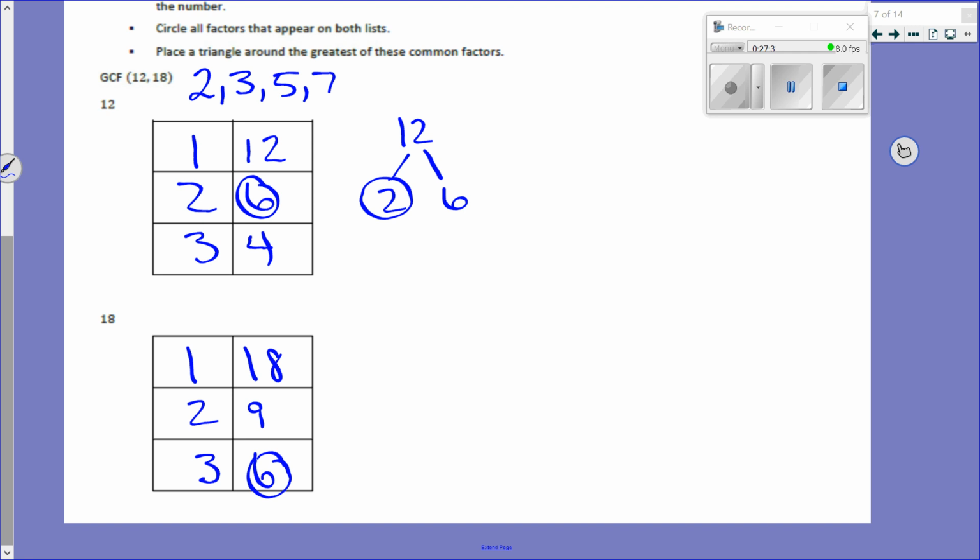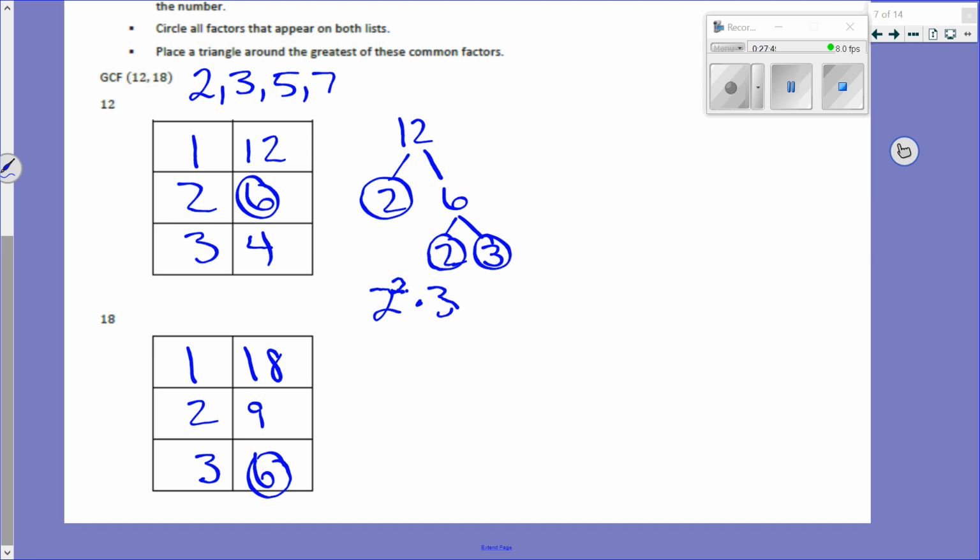But 6, I check my 4 key numbers. I say, oh, I can still divide that by 2. So I break it down further. That's now a 2 and a 3. Now I've got all of the branches finished. Now I can rewrite this as its prime factors, which would be 2 squared, or 2 2's, times 3.